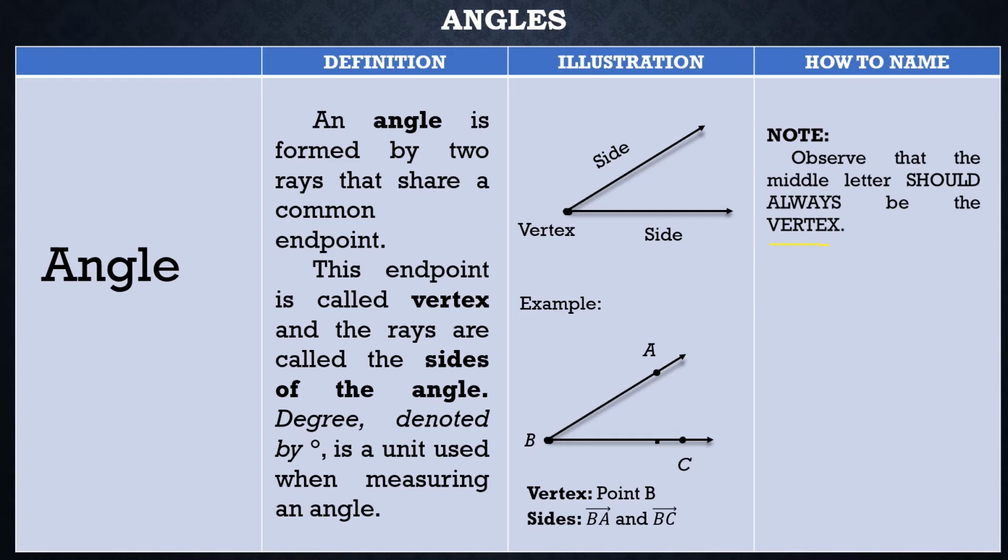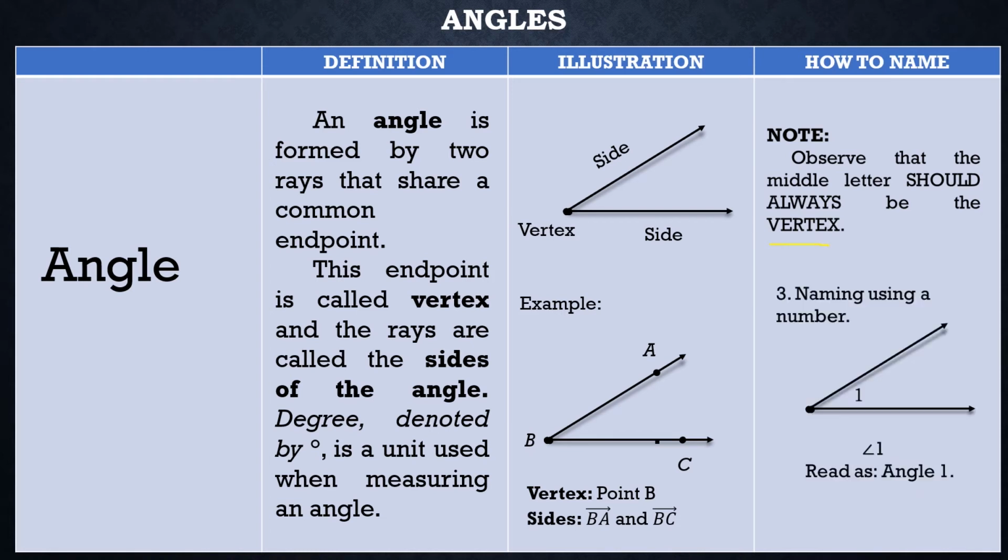And the third way of naming the angle is using a number. So suppose this is your angle. So pwede natin siyang lagyan ng number. It will be read as angle 1. Okay? So kayo na mag-a-assign kung ano yung number na ilalagay nyo dito.